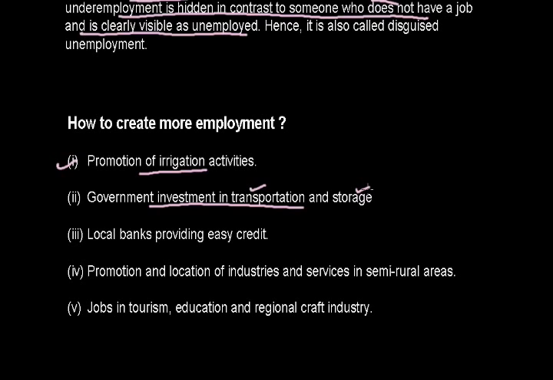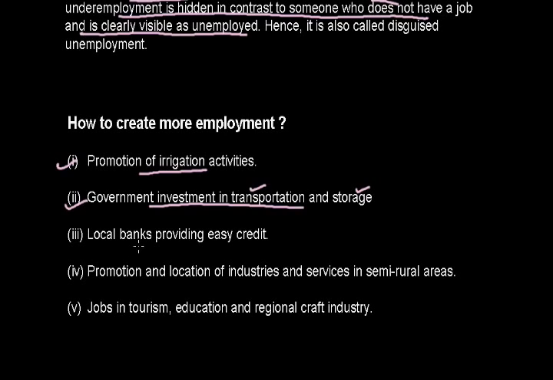So if proper storage facilities are provided in the rural areas, and if proper transportation facilities are provided in the rural areas, more production will be there. If in agriculture more production and more profit is there, it will attract people towards agriculture. All those people who are engaged in agriculture, overall their contribution in GDP is going to increase. So that is the second point: government investment in transportation and storage should increase.